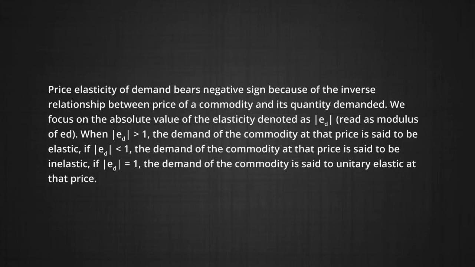The price elasticity of demand bears a negative sign because of the inverse relationship between the price of the commodity and its quantity demanded. We often focus on the absolute value of elasticity denoted by the modulus of ED. When the modulus of ED is greater than 1, the demand for that commodity is said to be price elastic. If the modulus is less than 1, the demand for that commodity is said to be inelastic. If the modulus is equal to 1, then the demand for that commodity is said to be unitary elastic at that price.